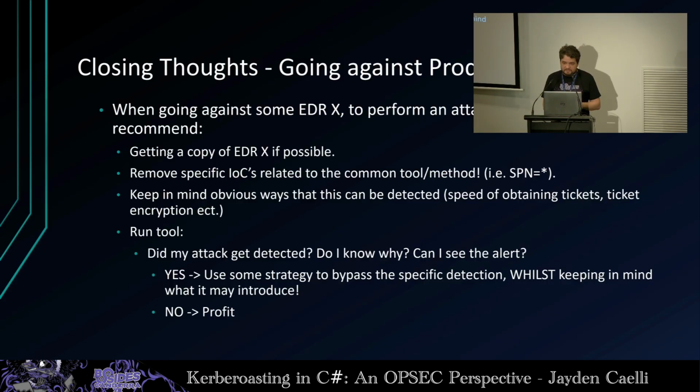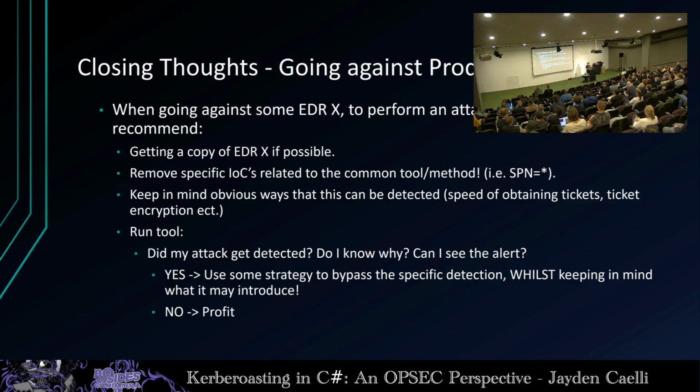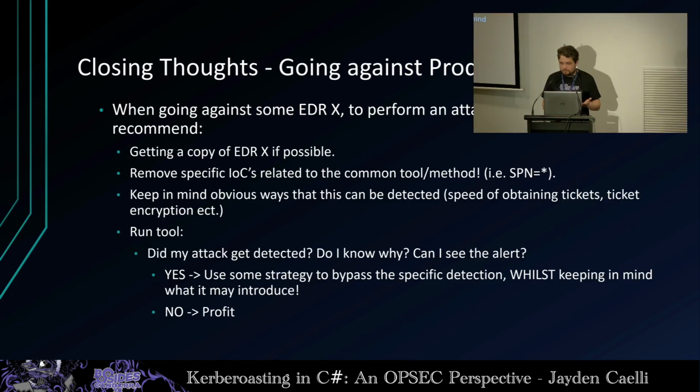Find a tool that does it and try and remove the obvious indicators of compromise that everyone knows about. So in our example, service principal name equals star is a pretty obvious one that will get you caught. Keep in mind other obvious ways that will get detected, so requesting tickets too fast, downgrading AES accounts to use RC4 encryption, stuff like that. Run your tool. Does it get detected? Can you see an alert?